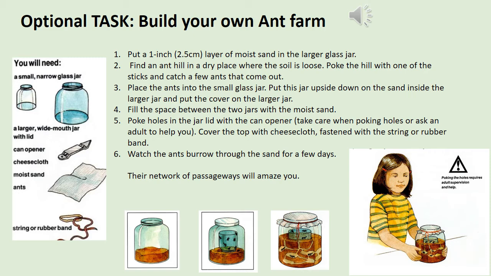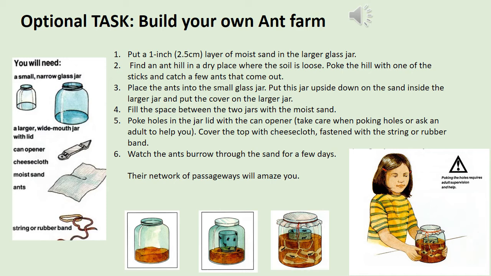This second task is optional, so you don't have to do it, but it might be nice if you did, if you take some photos and send them in to us so we can have a look at how you get on. This is how you can build your own ant farm. So what you do is you put some sand into a large glass, and then you're going to place a smaller beaker in to make it into an ant hill, sorry.